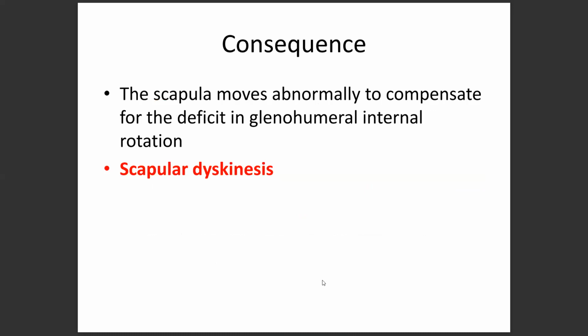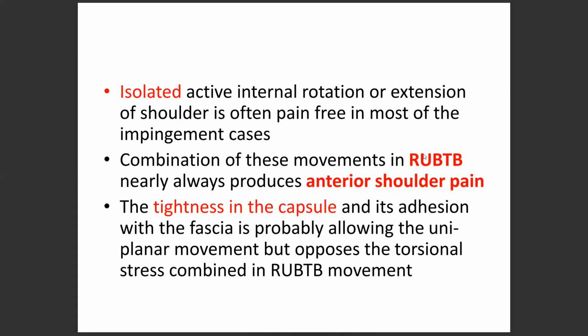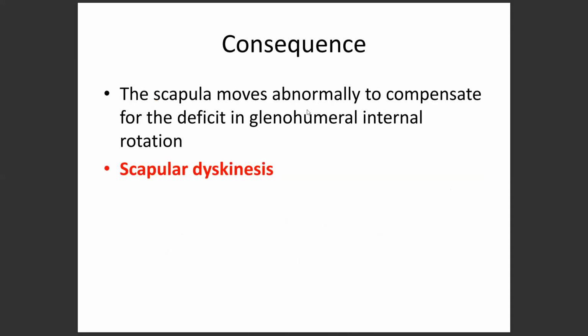So what will be the consequences? If there is GIRD, glenohumeral internal rotation deficit, if there is failure of that reaching up behind the back movement, if there is posterior capsule tightness, so what will be the consequence? The consequence will be that the scapula will move abnormally. Why will it move abnormally? Just to compensate the deficit in the glenohumeral internal rotation.